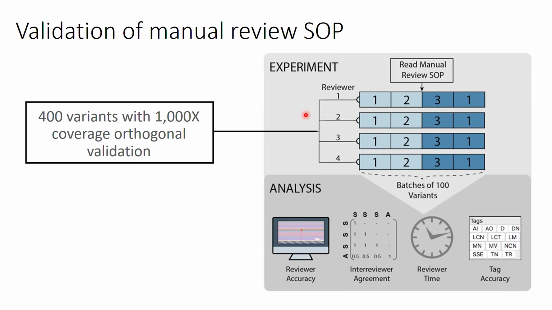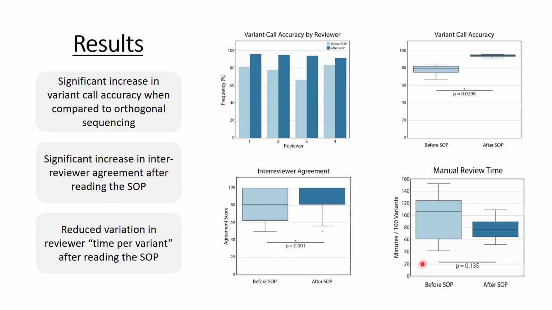We validated this SOP by asking novice manual reviewers to review variants before and after reading the SOP. Specifically, we had 4 novice reviewers. 200 variants were reviewed before reading the SOP, which is shown in light blue, and then 200 variants were reviewed after reading the SOP. To assess improvement in performance, we evaluated reviewer accuracy of these calls when compared to orthogonal sequencing data. We evaluated the inter-reviewer agreement between calls, and we also evaluated the amount of time it took for individual review to be performed.